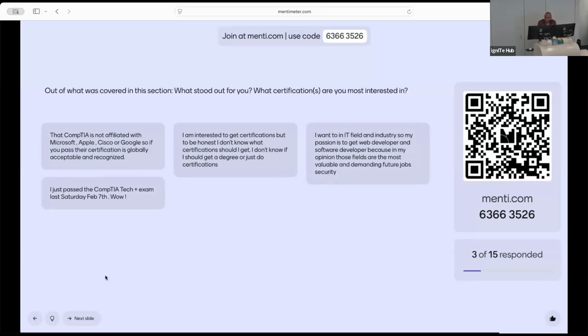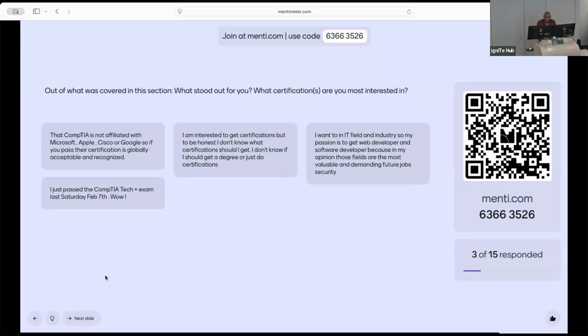My passion is to become a web developer and software developer. Okay. Yes, they are very in-demand jobs, and we are going to talk a little bit about what certifications and what knowledge and skill set you need for that industry in our third session.